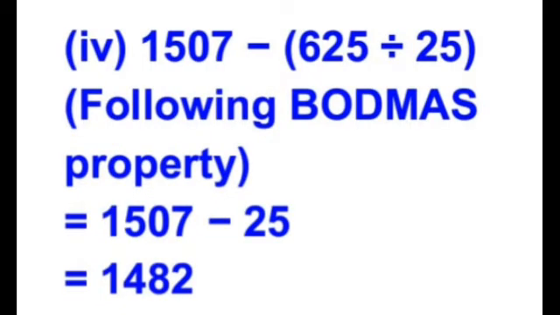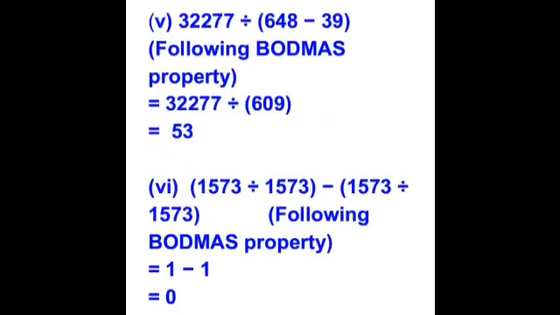In question number 4, again you have to follow the BODMAS property. That is, when 625 divided by 25, answer will be 25. When we subtract both the numbers, we will get the answer 1482. Question number 5 and 6 are also the same. You can see and do by yourself in your copy. Please, all the division, multiplication, subtraction, whatever you have to do in this question, please do in rough and write down in your copy.